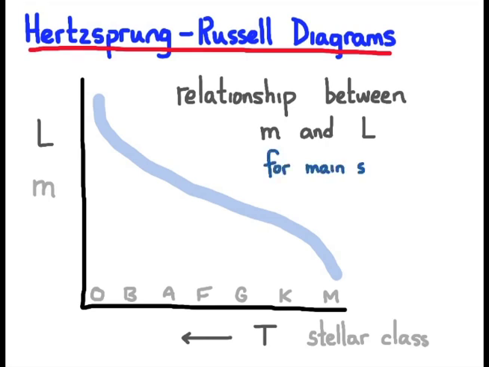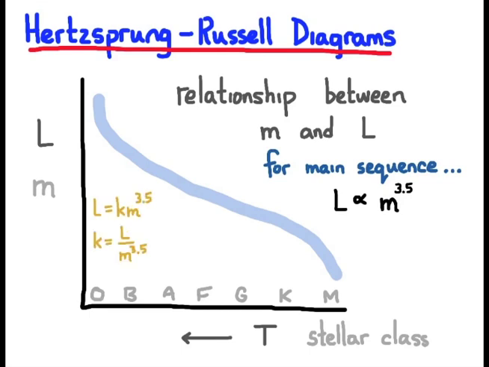And that is that the luminosity of a main sequence star is directly proportional to its mass to the exponent 3.5. And that M to the 3.5 means just a small change in mass is going to make for a significant change in power or luminosity. We can always replace that direct proportionality with equals some constant k.